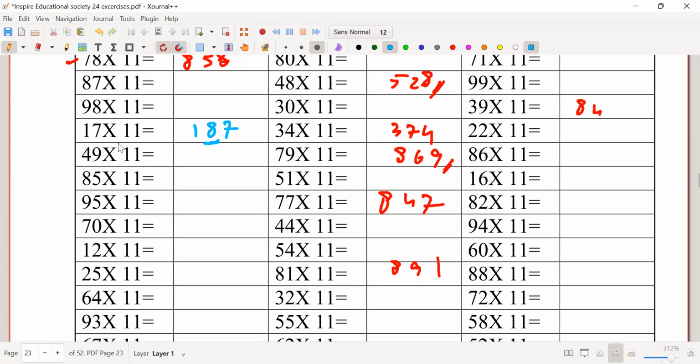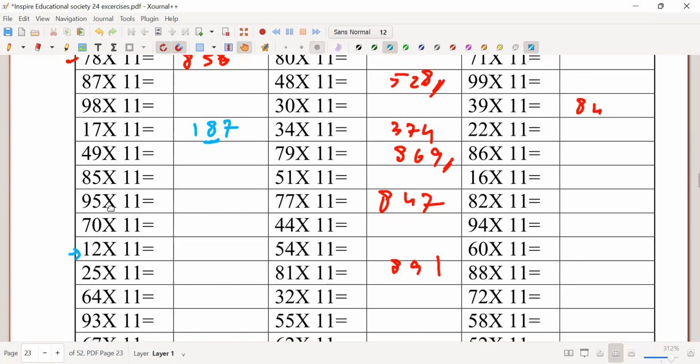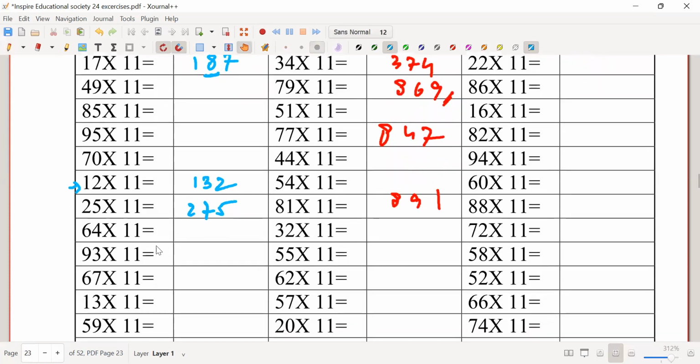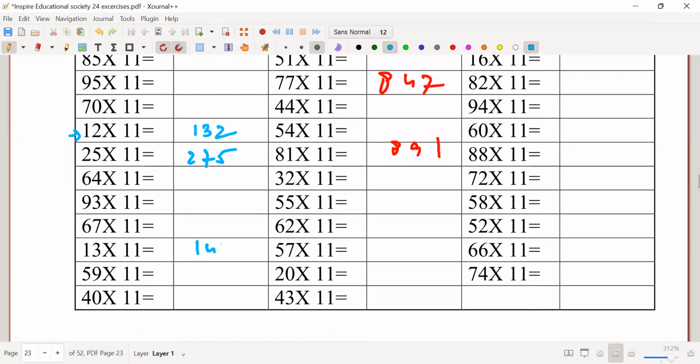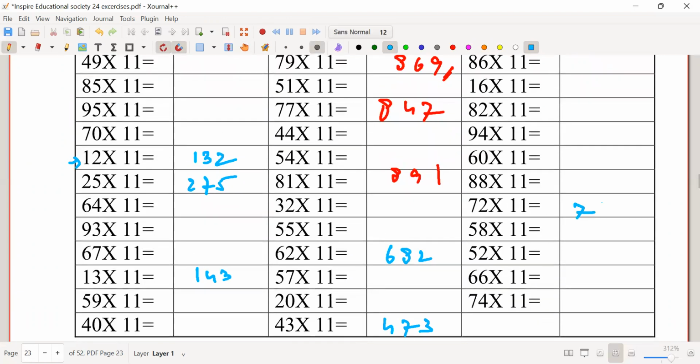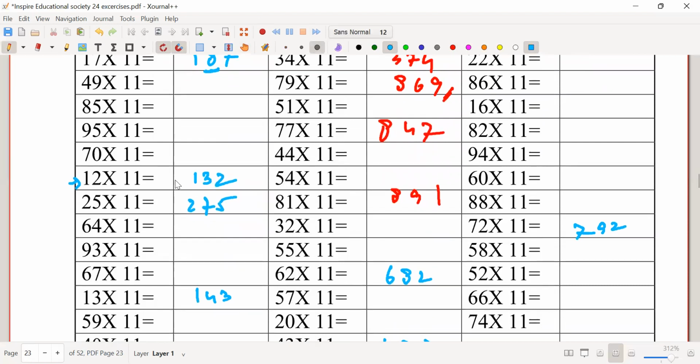That's the answer. So if it's a unit digit, the addition of these two, 8 and 7, that is when the sum is a unit number, within 9. So 12 into 11 is 132, 25 into 11 is 275, 13 into 11 is 143, 62 into 11 is 682 (6 plus 2 is 8), 43 into 11 is 473, 72 into 11 is 792. All right, and the other type is when you add.